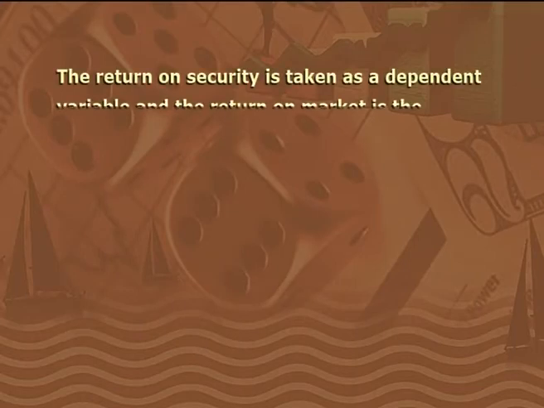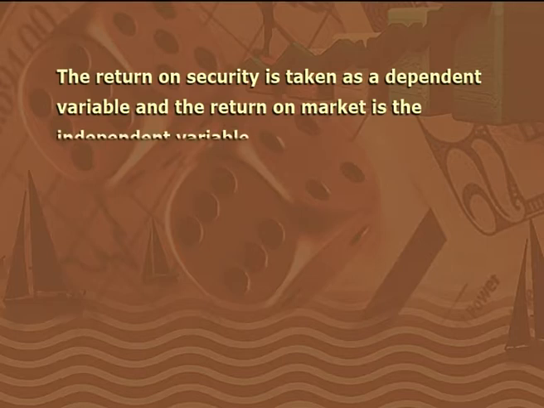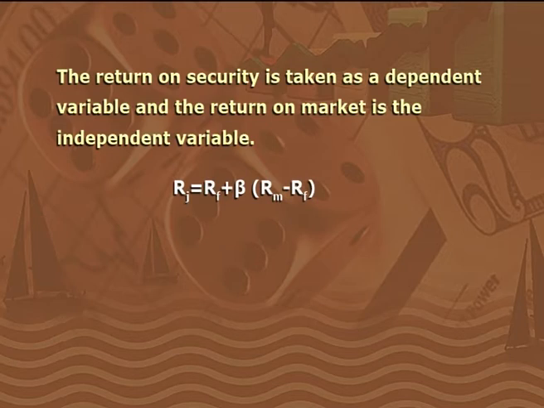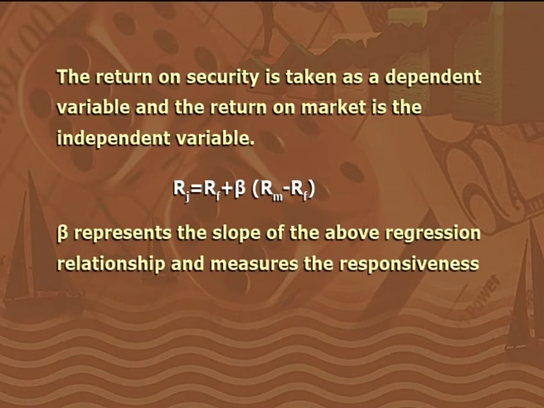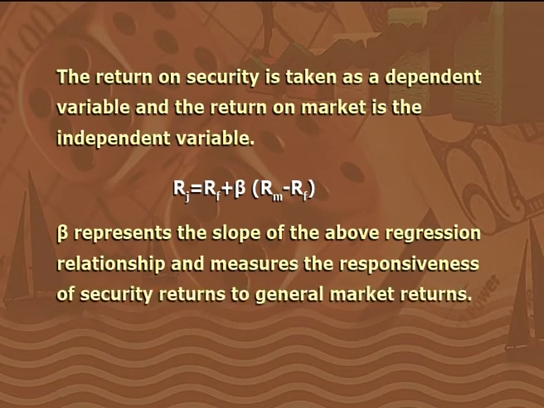The return on security is taken as a dependent variable and the return on market is the independent variable. It is shown as Rj equal to Rf plus beta multiplied by Rm minus Rf. Beta represents the slope of the above regression relationship and measures the responsiveness of security returns to general market returns. Beta of a portfolio is the total of the weighted average beta factors of each security in the portfolio. If there is a rise or fall in the return of market portfolio, there should be a corresponding rise or fall in individual returns from a security.